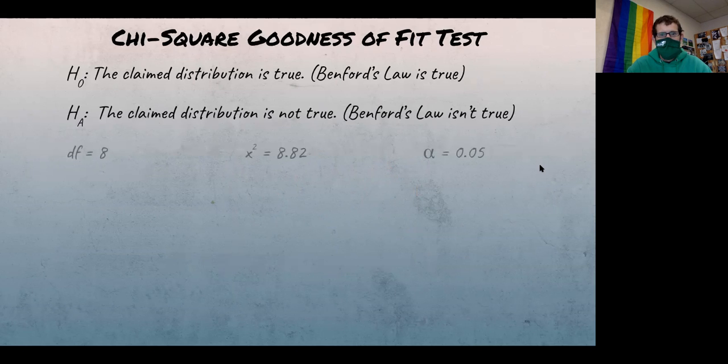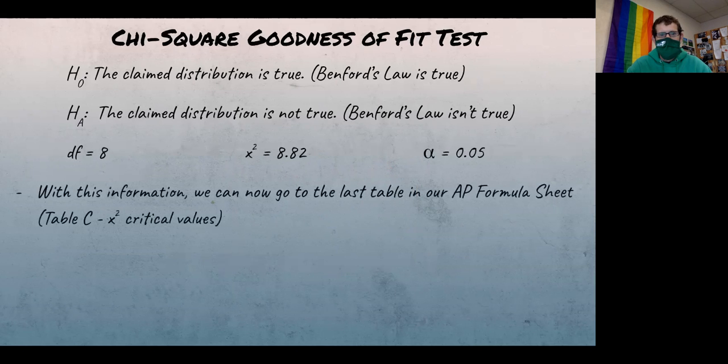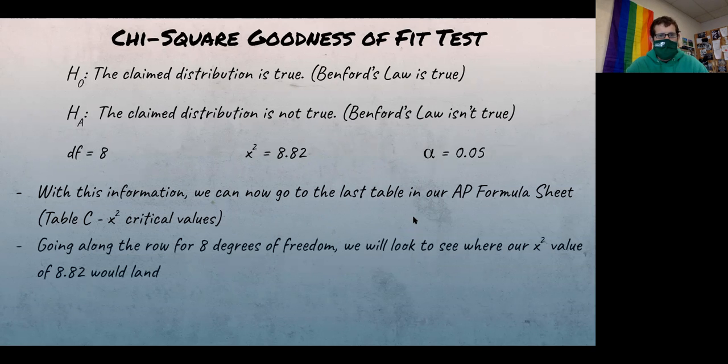So here are data points. We're going to pick a significance level. This is a hypothesis test. And the hypothesis is that the claimed distribution is either true or not true. I already kind of drew your attention to the last page of your formula sheet, but now we can see our chi-square critical values. And going along the row for 8 degrees of freedom, we want to see where our chi-square value lands.